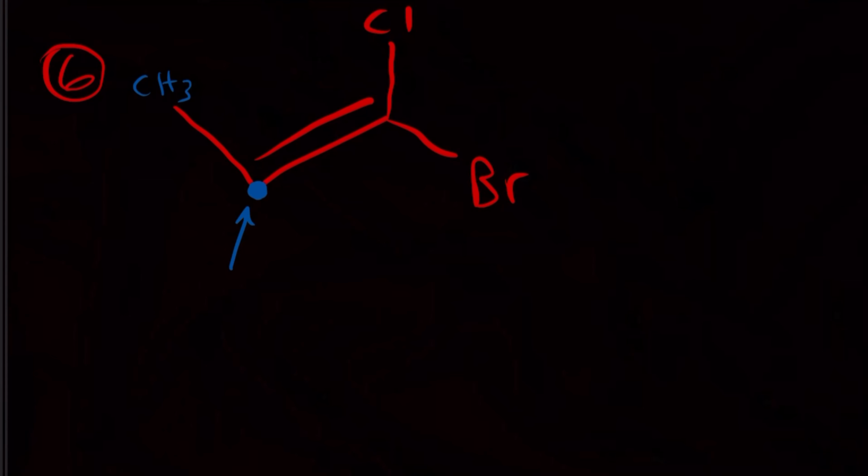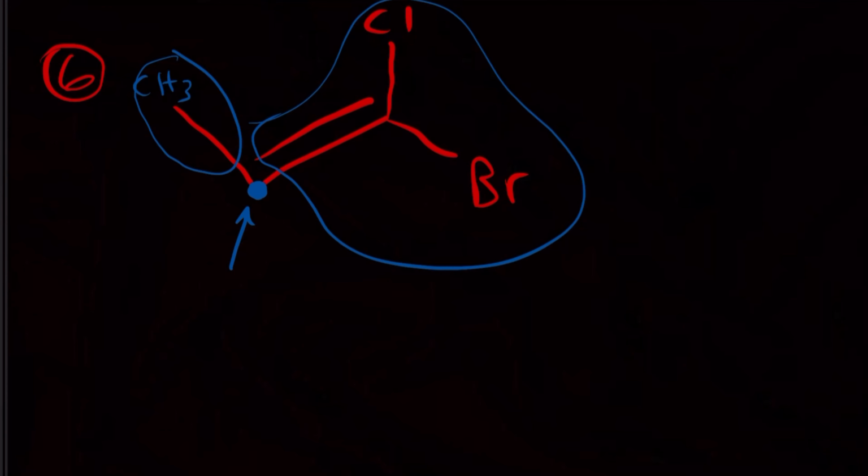So how many different things is this one connected to? Well, we have a methyl here, 1. It's connected to this, 2. And remember, we have a very, very small hydrogen there that it will be connected to. So in this case, we have 3 things that it's connected to, and then that will give us sp2.